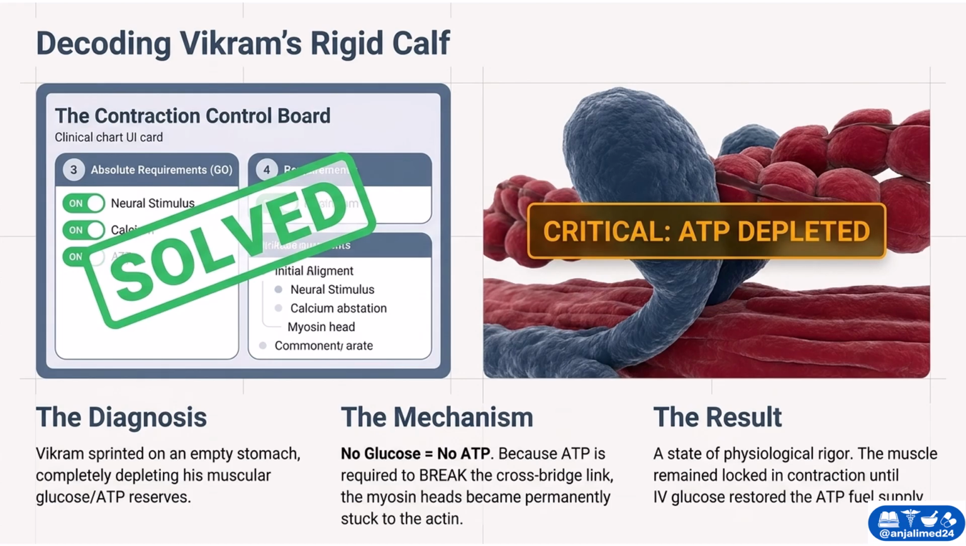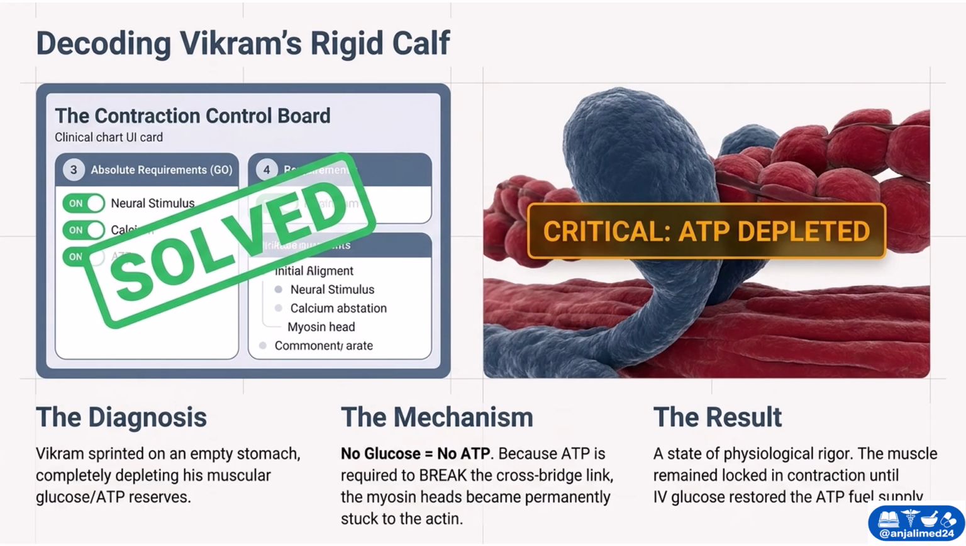Now, look at the center section, the mechanism. Remember the critical physiological rule from the previous slide. ATP is required not only for contraction but also for relaxation. Many students incorrectly think that ATP only creates movement. In reality, ATP is essential for breaking the actin-myosin cross bridge. Without ATP, the myosin heads cannot detach from the actin.